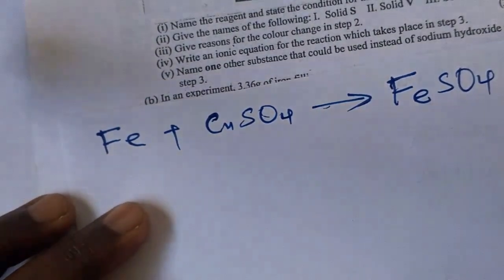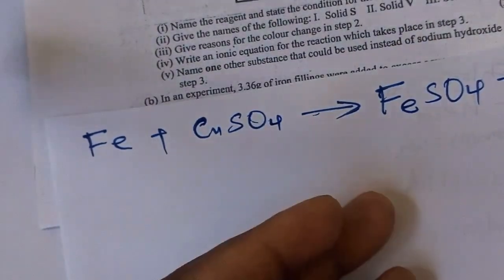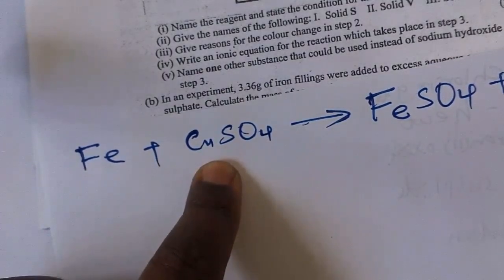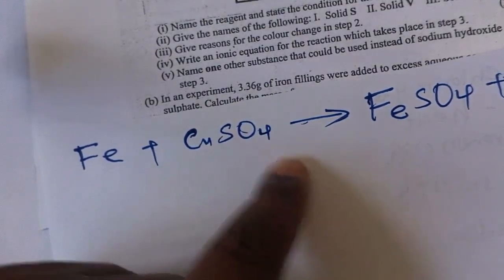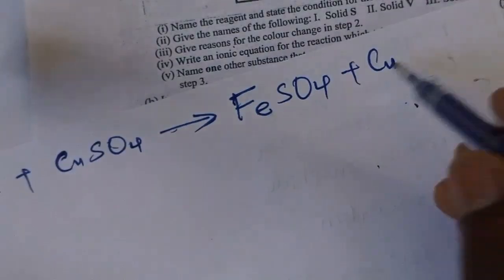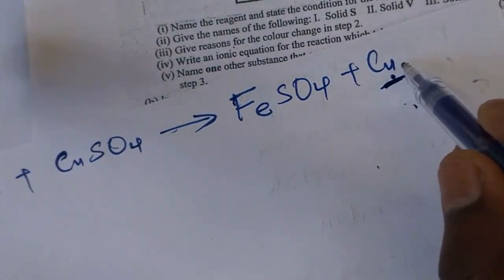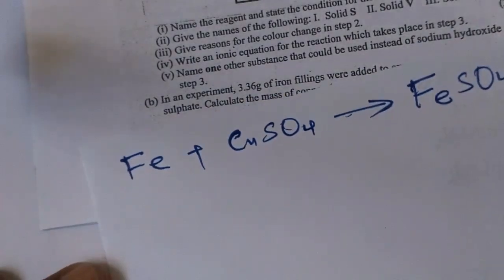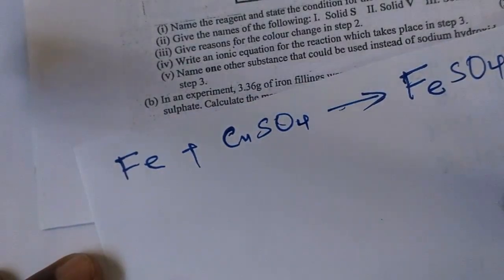Yes, so the next thing you can be asked is the observation made. This solution is blue, it will fade, and finally become colorless, because this solution is colorless. And then a brown solid is going to be observed. Copper is brown. That is the observation made. So from this equation we can see the mole ratio is 1, 1, 1 everywhere.